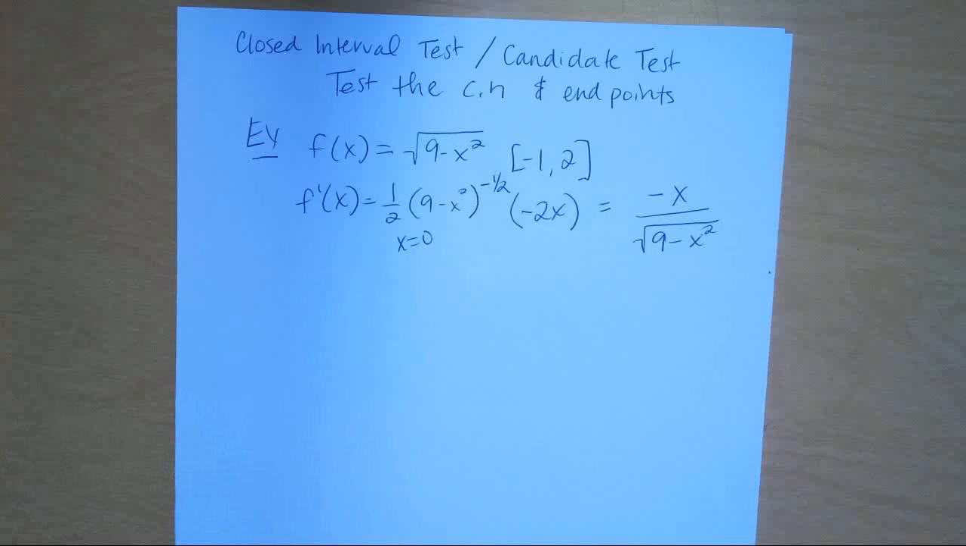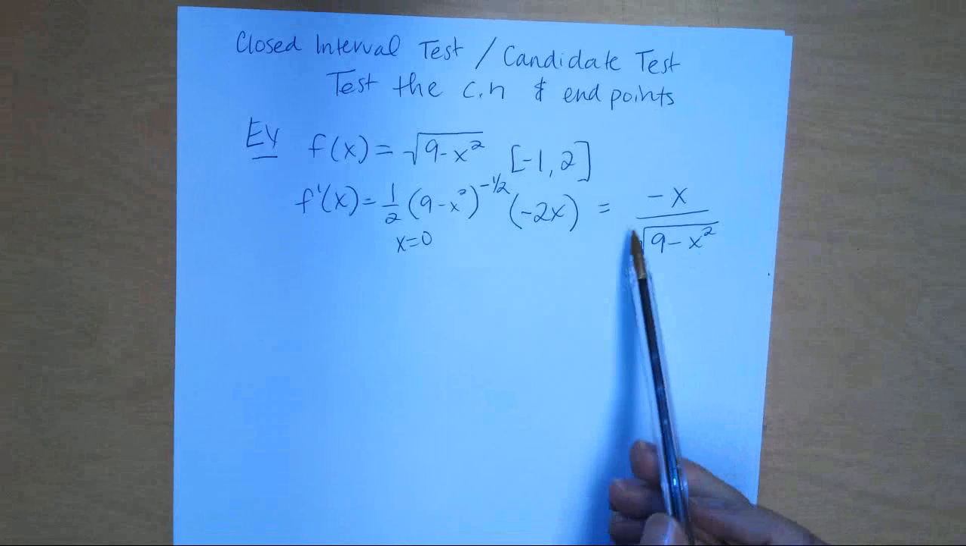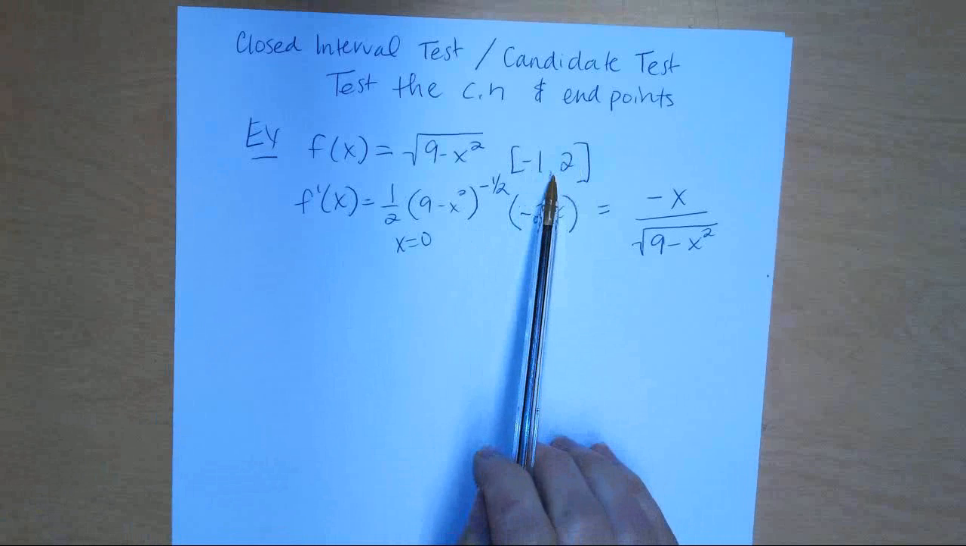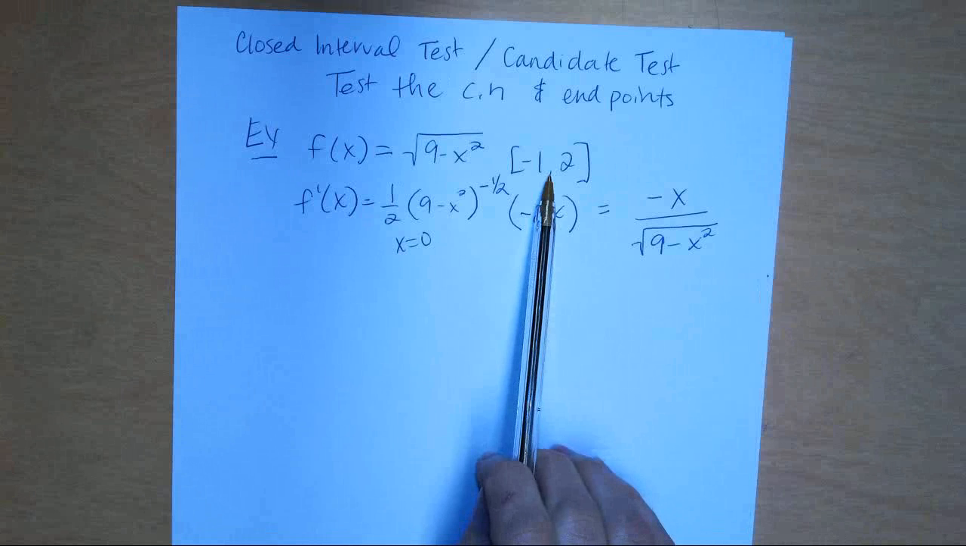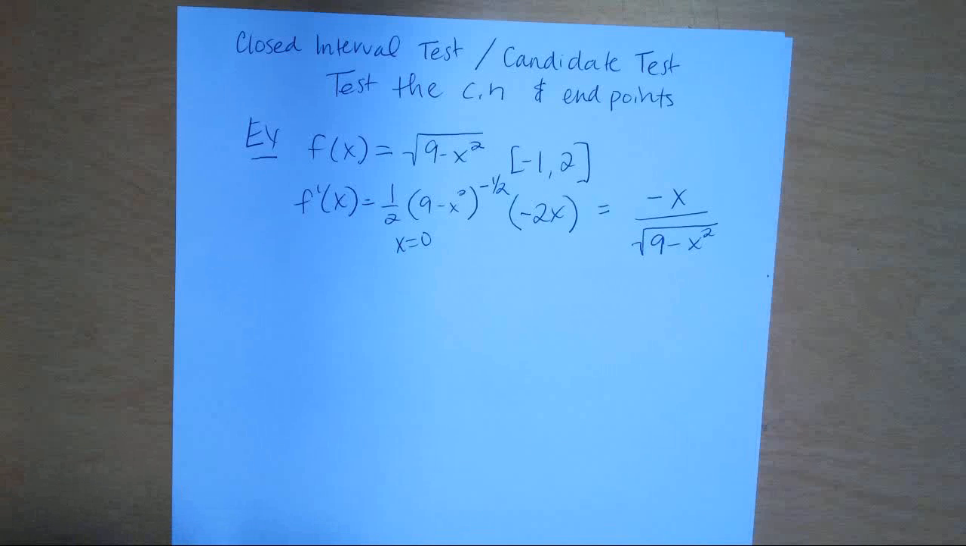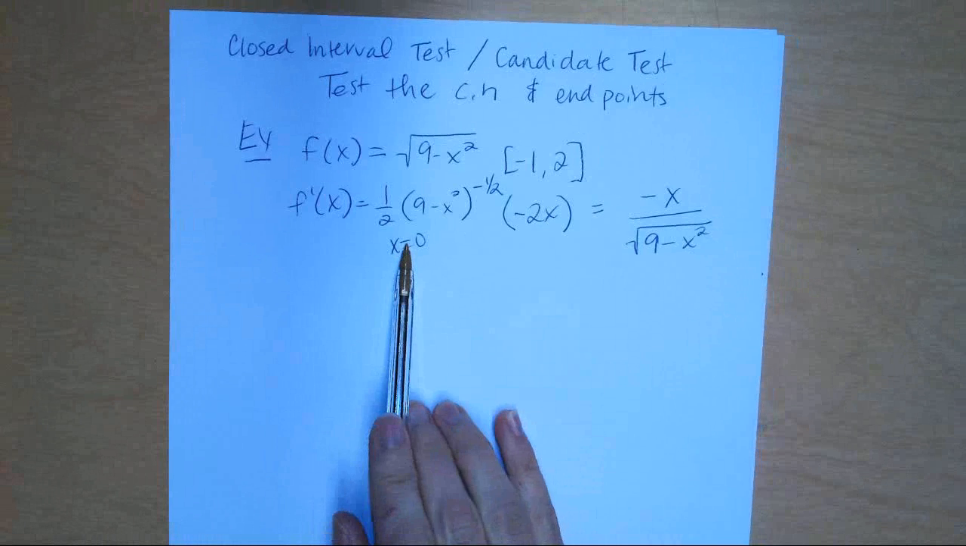Okay. So we also see that this is going to be undefined when the bottom is negative 3 and 3. Actually, and all the outsides of that, if it's less than negative 3 or greater than 3. But what is our domain? Negative 1 to 2. So are there any places where the bottom is going to be 0 from negative 1 to 2? No. Okay, so x equals 0 is our only critical number.